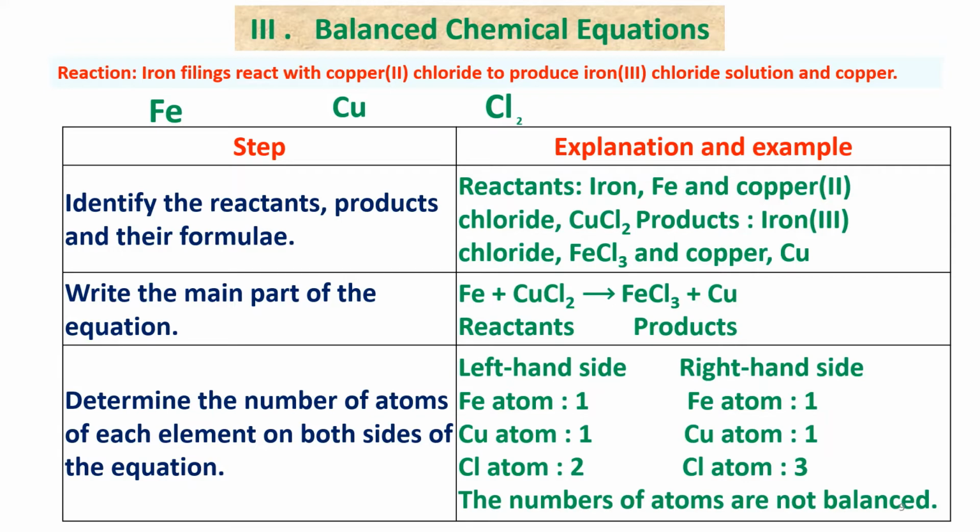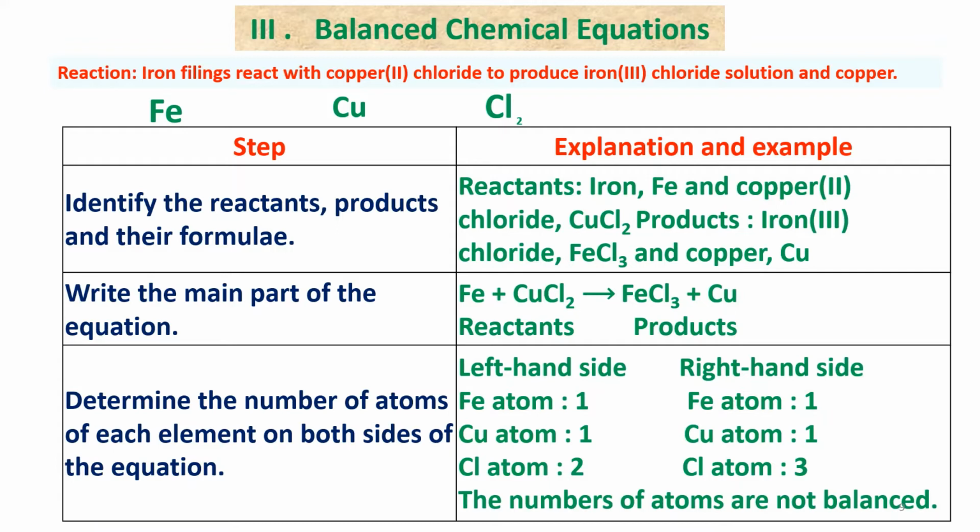After knowing these things, these are the steps that we have to understand while balancing the chemical reaction. First step: we have to identify the reactants and the products and their formulas. On the reactant side, iron is there, so we write Fe, and copper, Cu, and copper chloride means CuCl2. On the product side, iron chloride is FeCl3 and copper is Cu. Like that you have to write.